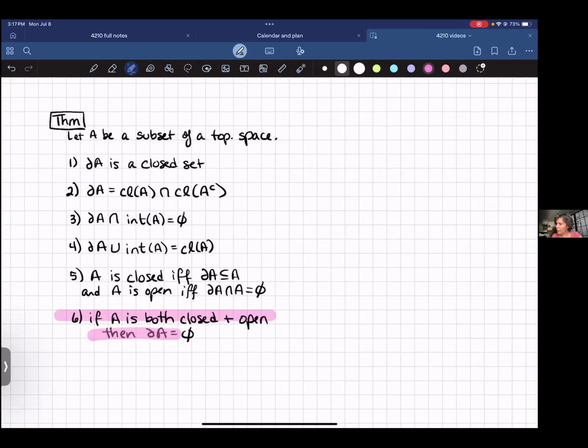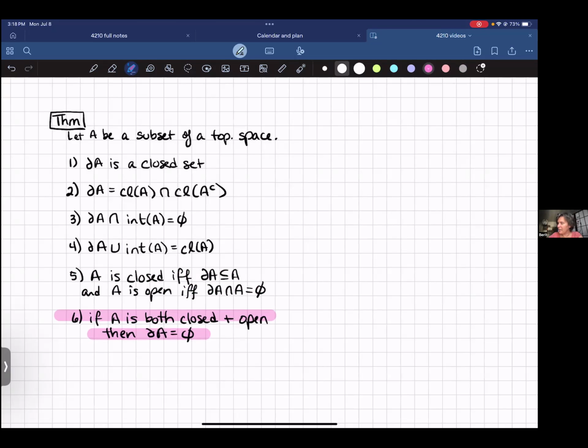If A is both closed and open, then the boundary of A is the empty set. We can figure this out by looking at part 5. If A is closed, then the boundary of A is a subset of A. And if A is open, then the boundary of A is disjoint from A. How can you have the boundary be both disjoint from A and also a subset of A? The only way that can happen is if the boundary of A is the empty set.